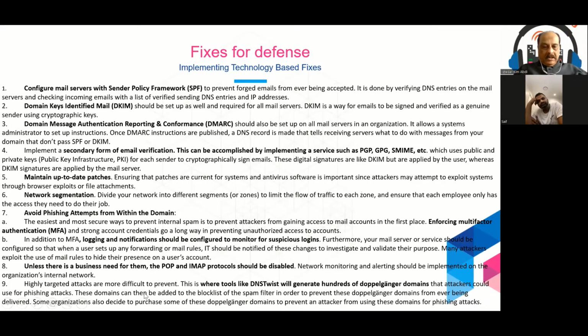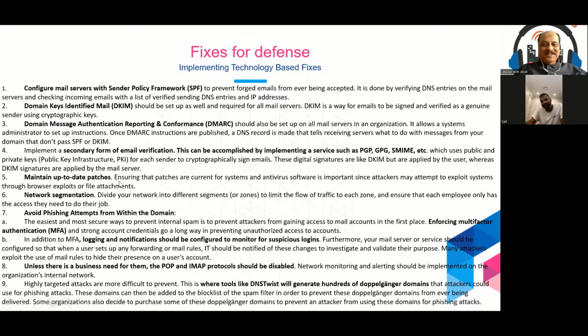And highly targeted attacks are more difficult to prevent. This is where tools like DNSTwist will generate hundreds of lookalike domains that attackers could use for phishing attacks. These domains can then be added to the block list.